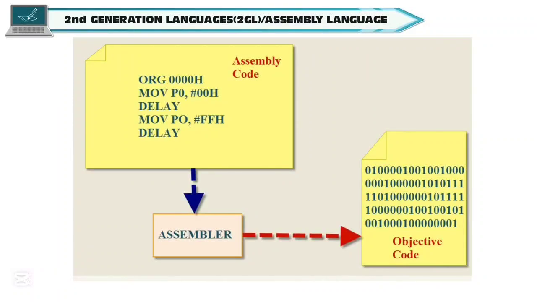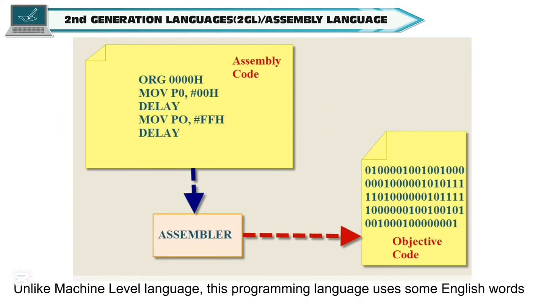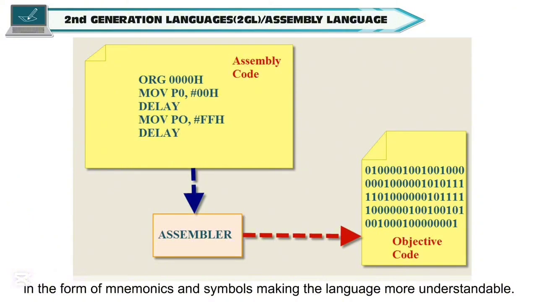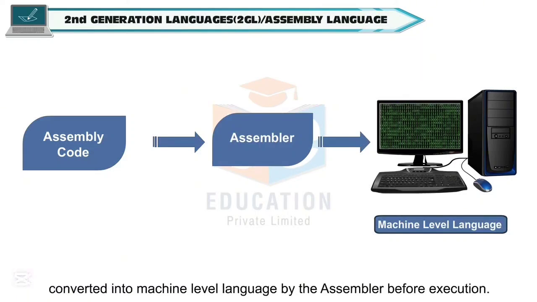Second generation languages, or assembly language. Second generation languages are also referred to as assembly language. Unlike machine level language, this programming language uses some English words in the form of mnemonics and symbols, making the language more understandable. However, these words were not directly understood by the machine and needed to be converted into machine level language by the assembler before execution.